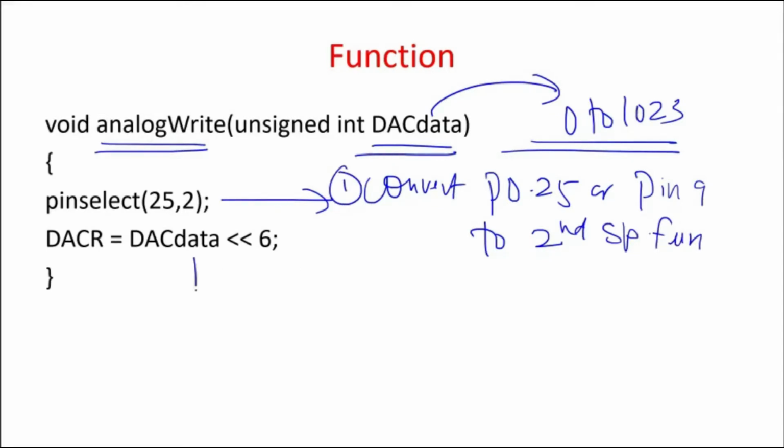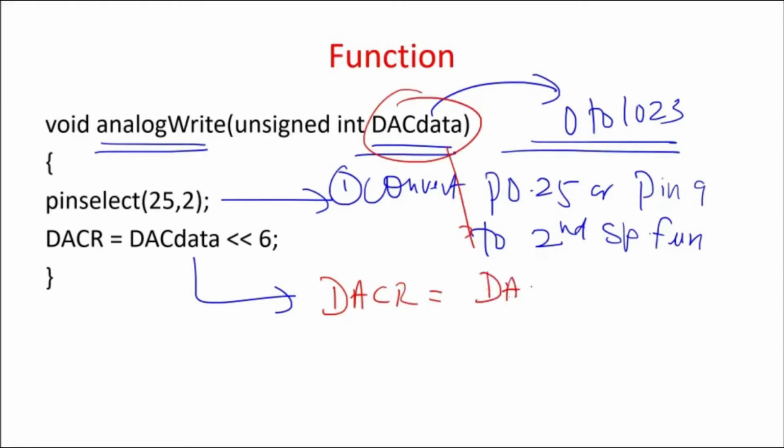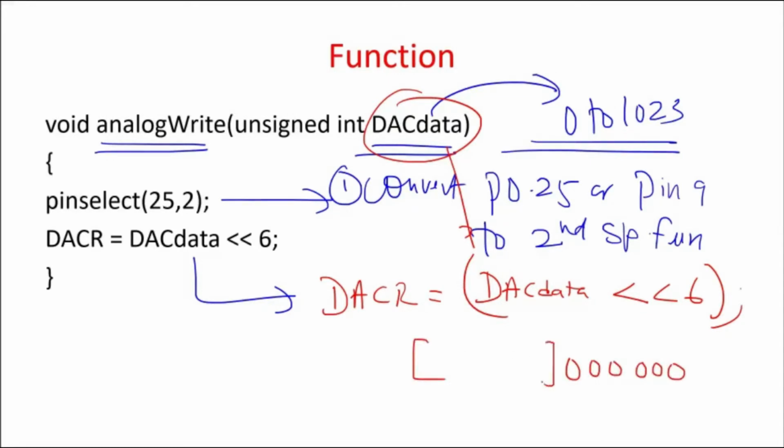Second thing I do is I supply the data to the DAC control register. DA control register is equal to the user data, which is DAC data, left shifted by 6 times, and I assign that. What will happen if I left shift this by 6 times? I'll end up getting 6 zeros in front, followed by the user data, which is the DAC data. Then I assign this to the DAC control register.